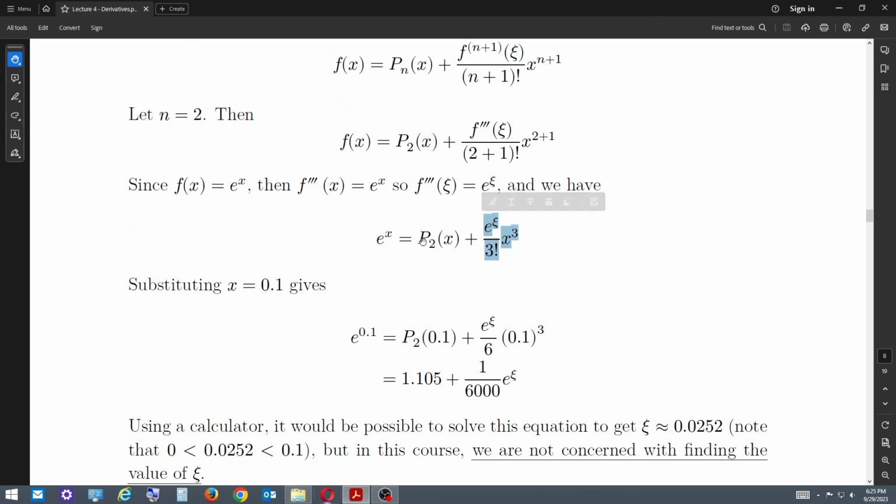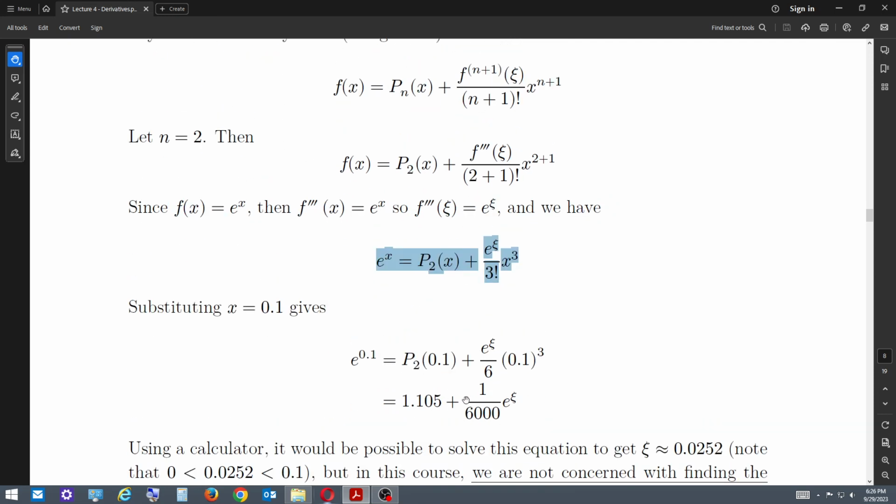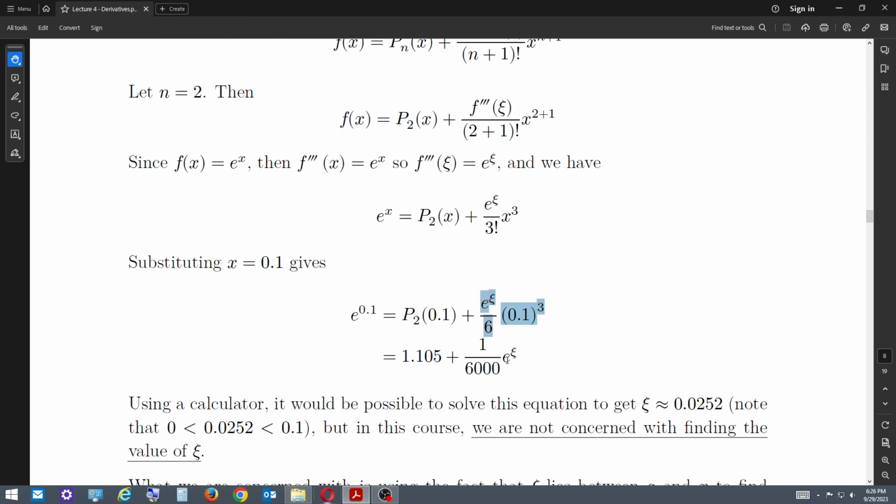Now what we can do is, in this entire equation, I could substitute x is 0.1. So on the left hand side, I get e to the power 0.1, which is what I want to find. P2 of 0.1, we know that value is 1.105. And simplifying this, we get 1 over 6,000 times e to the power of xe. Notice that there is only one thing that we do not know, which is this xe. Everything else is known values.